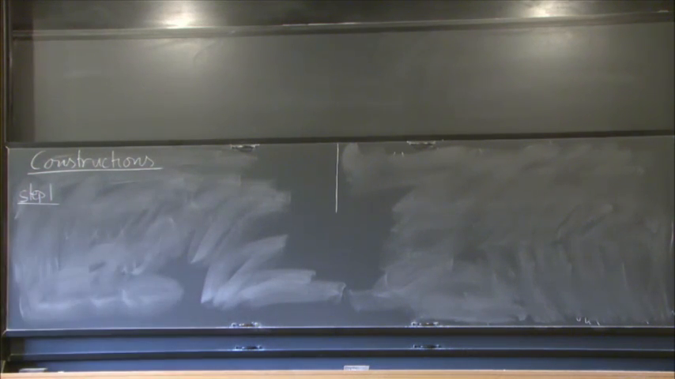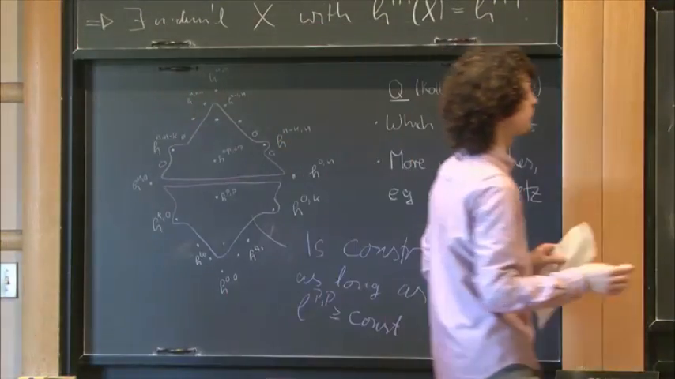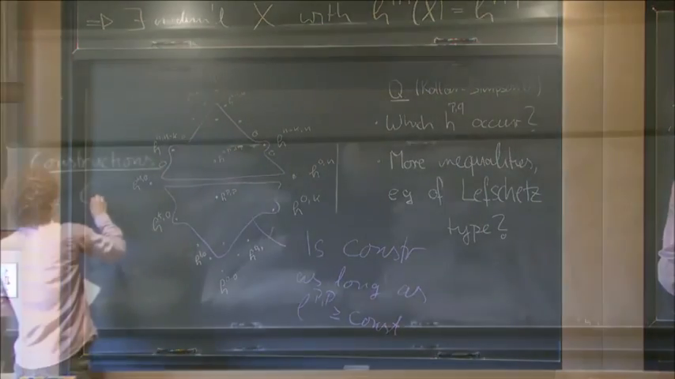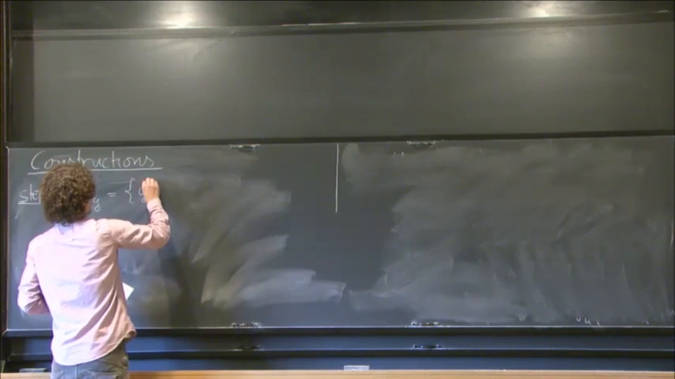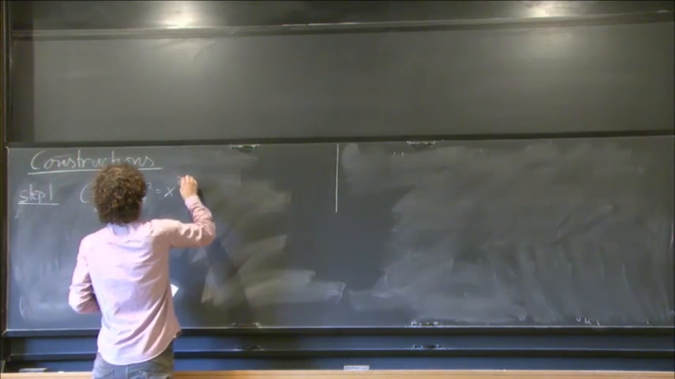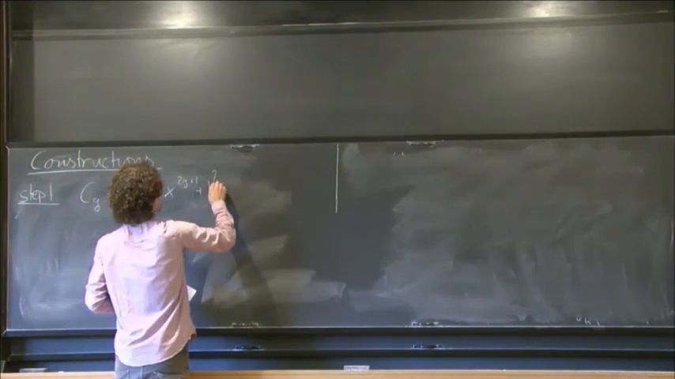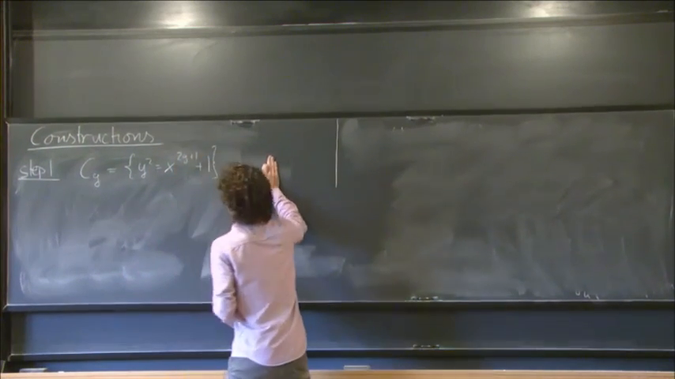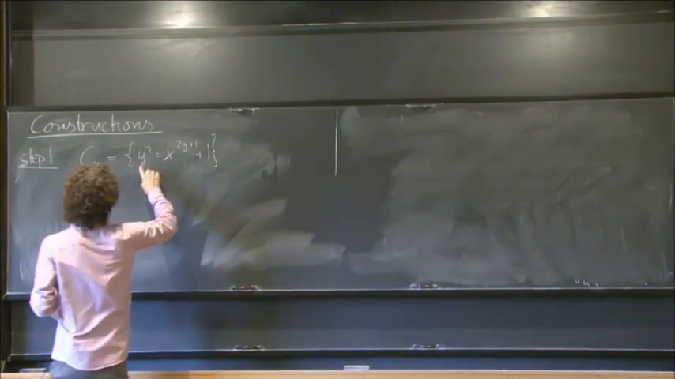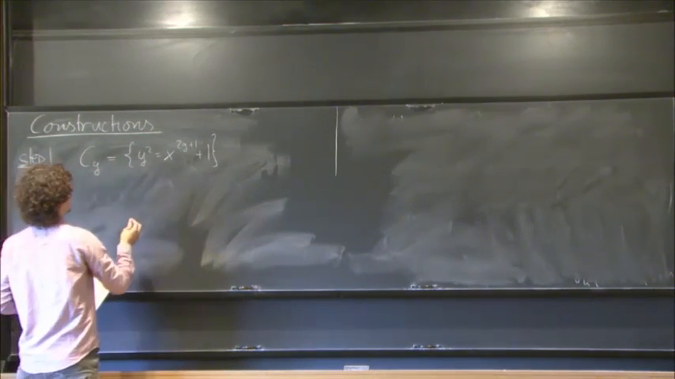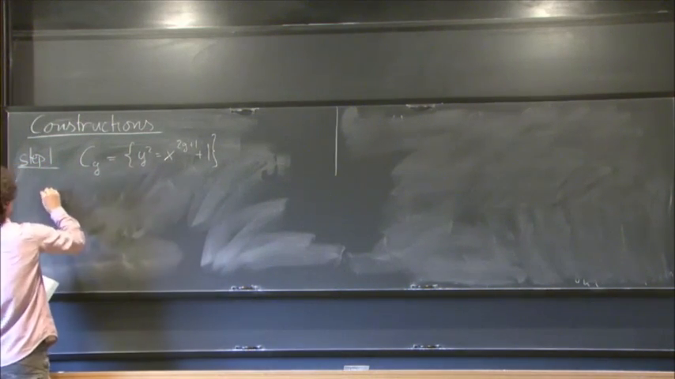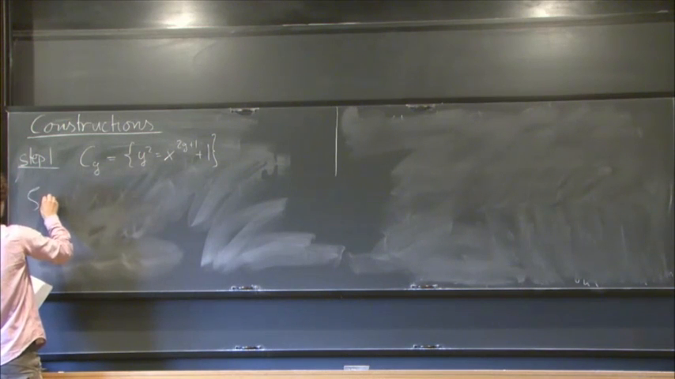So I tried to explain how one can build something where one can realize such a Hodge diamond. So step 1 is we look at the hyperelliptic curve, which on an affine piece is given by the equation y squared is x to the 2g plus 1 plus 1. So that's the normalization of the projective closure of this curve. This is a genus g curve, and it's a very nice one, and it has a lot of automorphisms.